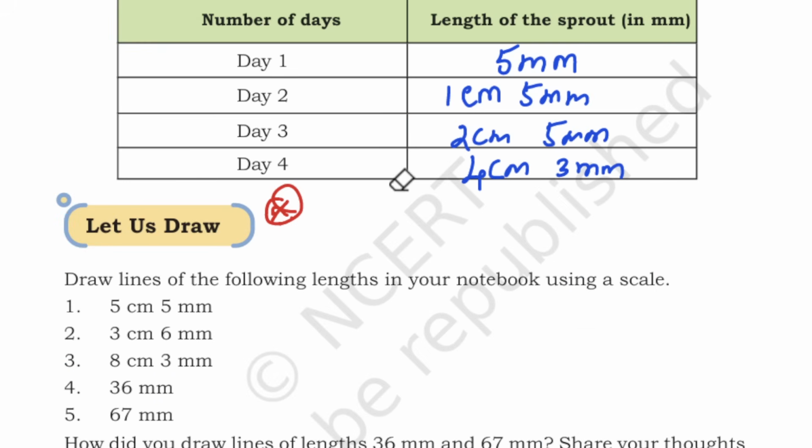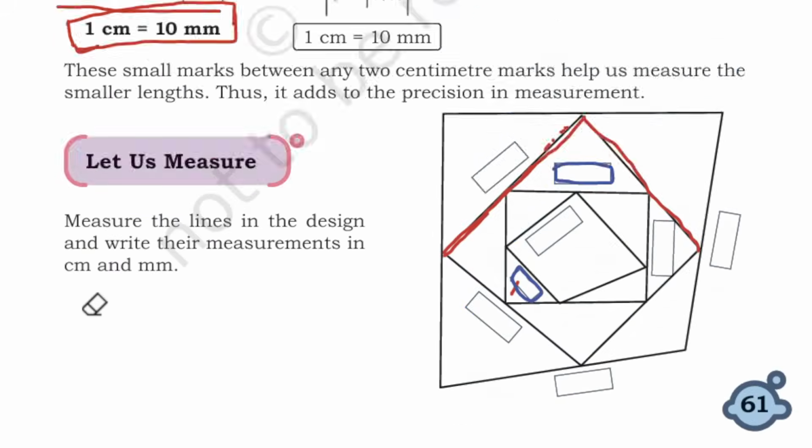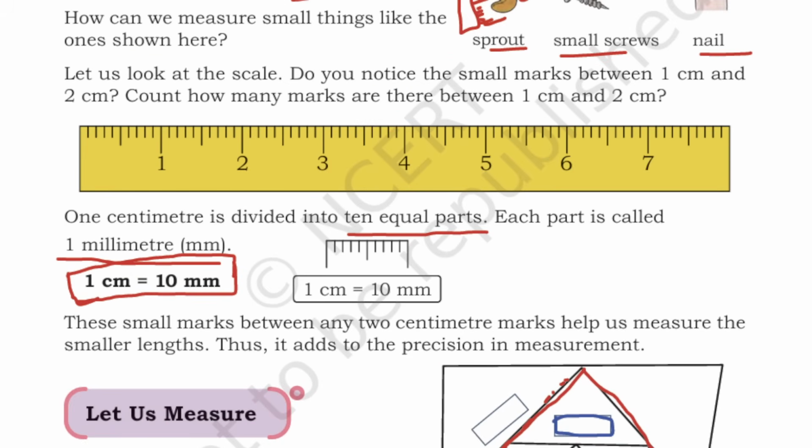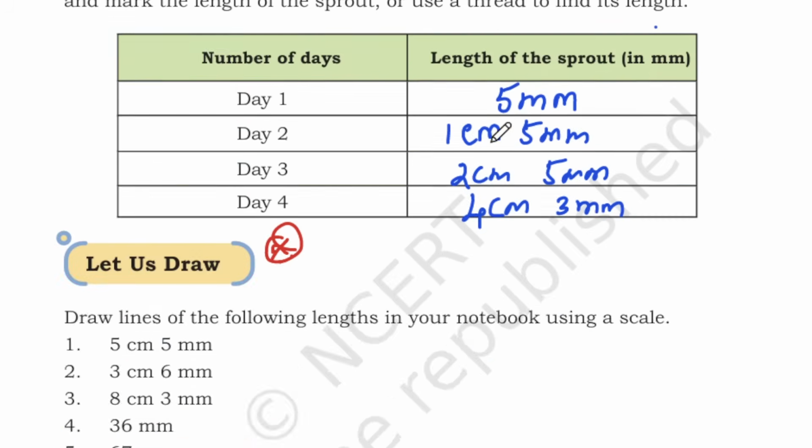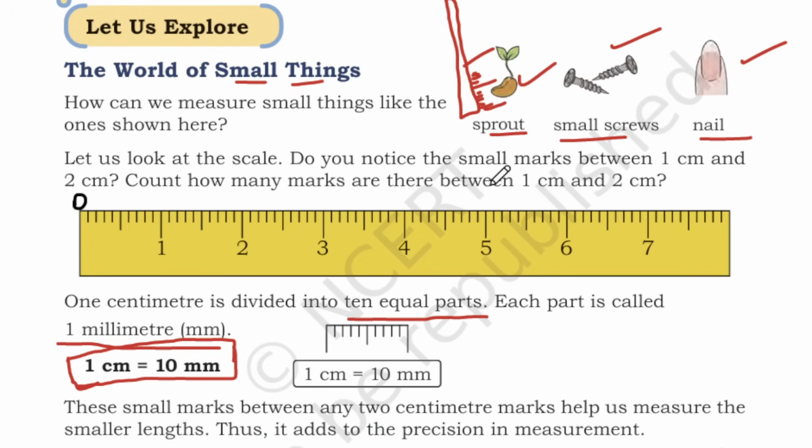First one, it's 5 centimeter and 5 millimeter. So centimeter we can mark easily. This starts from 0, 1, 2, 3, 4, 5. So 5 centimeter completed, and then 1, 2, 3, 4, 5 millimeter. So 5 centimeter and 5 millimeter. You have to take a scale and mark a straight line until this.